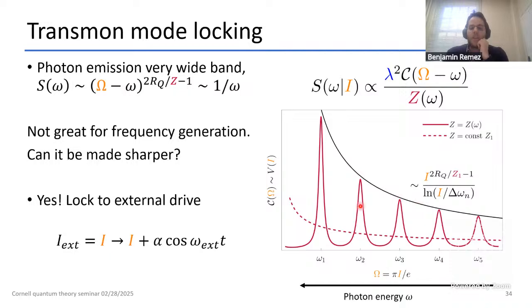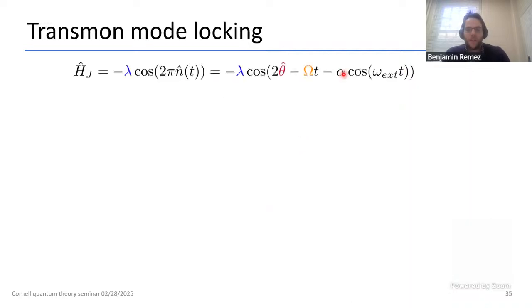So can you actually make this emission much sharper? And the answer is yes. How about you lock it to an external drive? So in this section, my external current bias is not just DC, it also has a small AC component. And so our Hamiltonian now picks up this extra AC term inside the argument to the cosine.